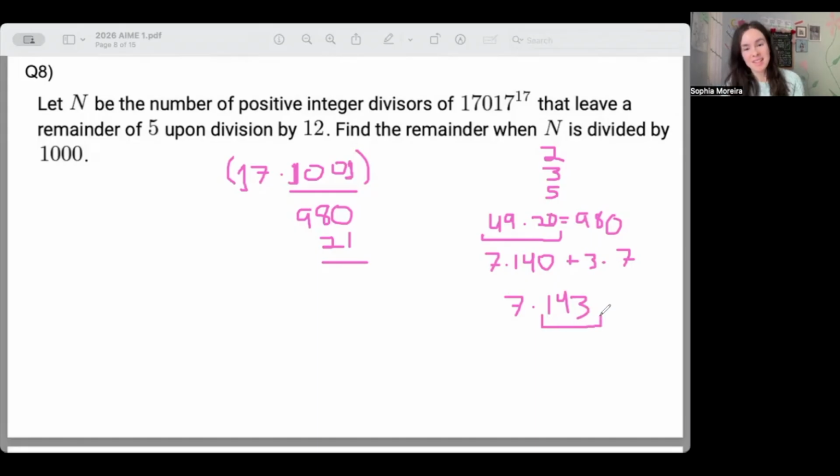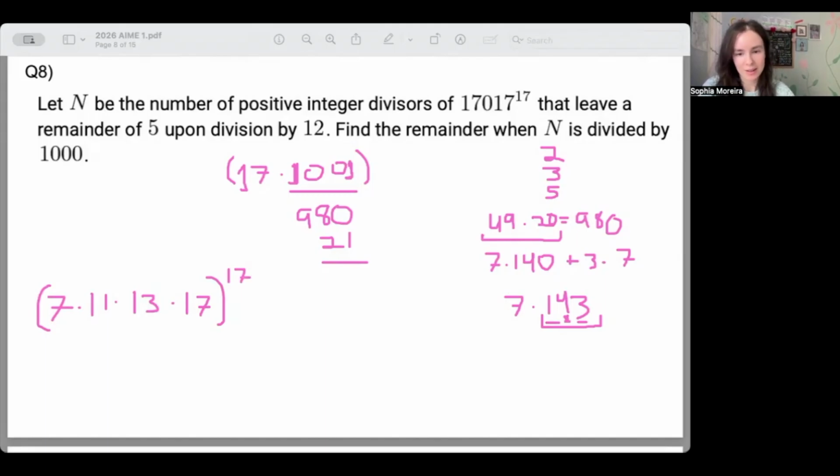And then once we have this, now it feels a lot better because we recognize this as 11 times 13 because 1 plus 3 is 4. So, therefore, the prime factorization of this whole number is 7 times 11 times 13 times 17, and we have that whole mess to the power of 17. Let's erase this extra stuff now that we got there.